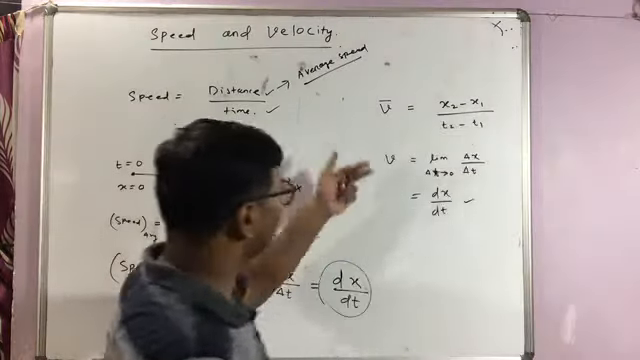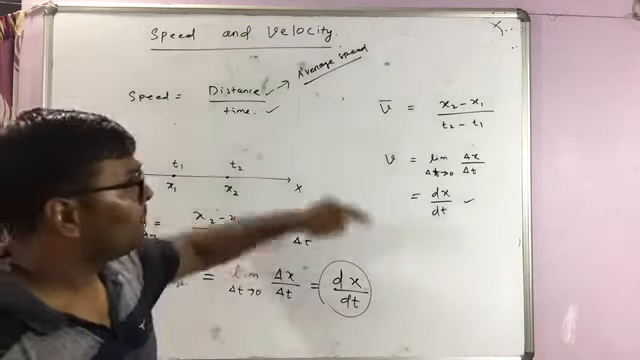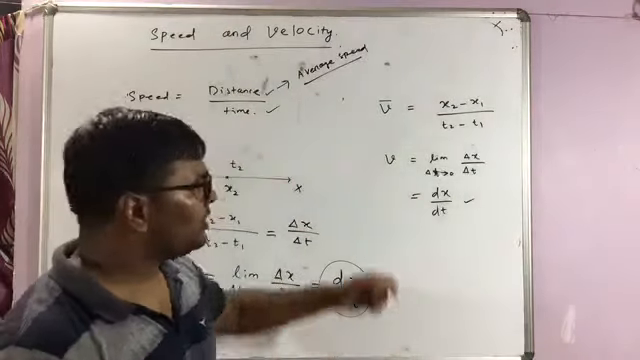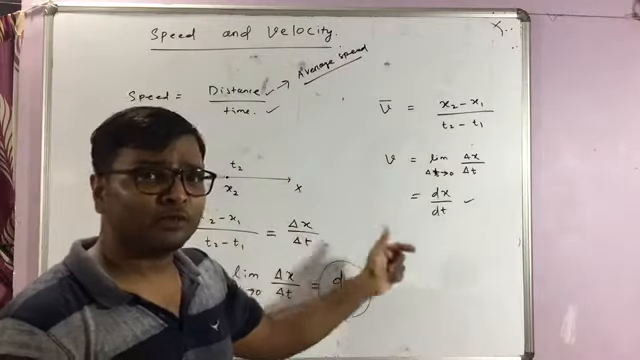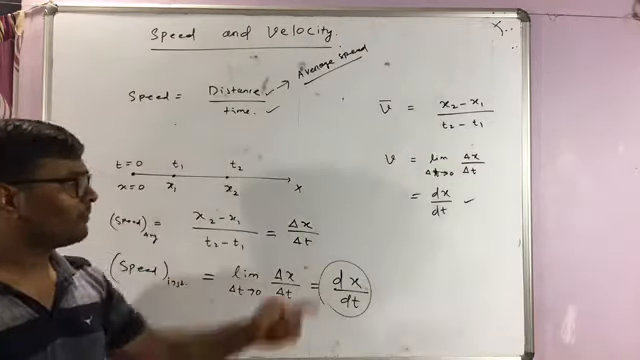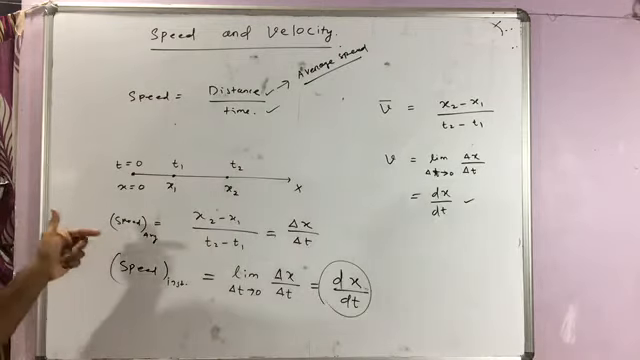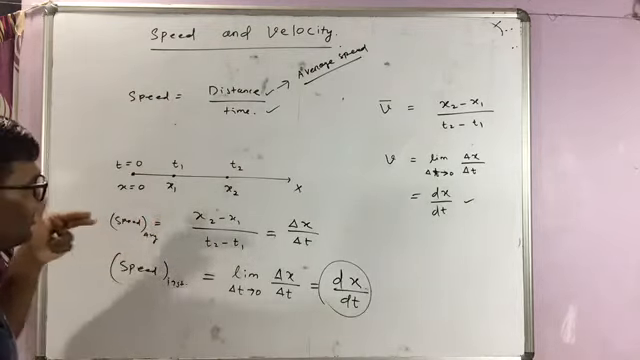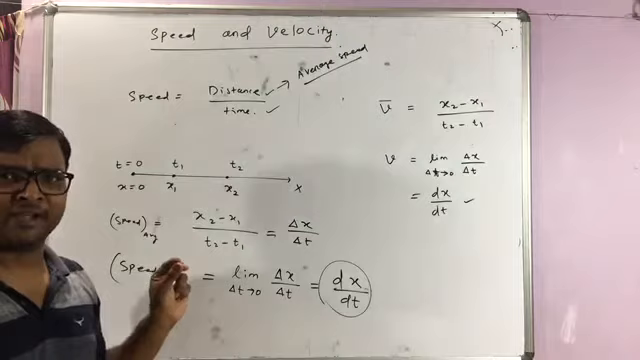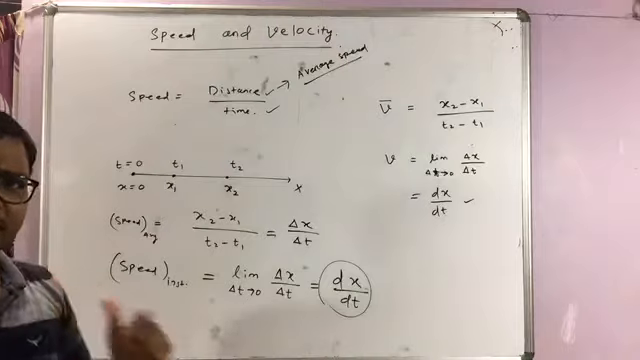But for the time being, remember, velocity can be positive, negative, and zero because it depends on your displacement. In one question I have already solved, I showed you displacement can be positive, negative, and zero. Because of that, your velocity can be positive, negative, and zero. But remember, speed can never be negative. It may be zero if the position of the object is fixed with respect to time. Then if distance is zero, speed will be zero. But speed can never be negative.